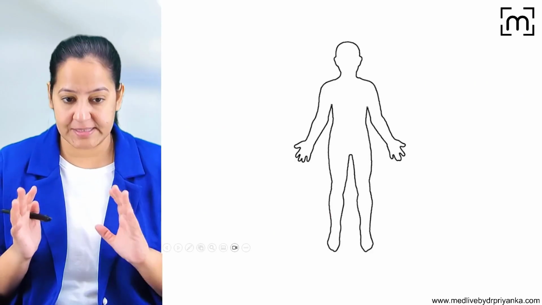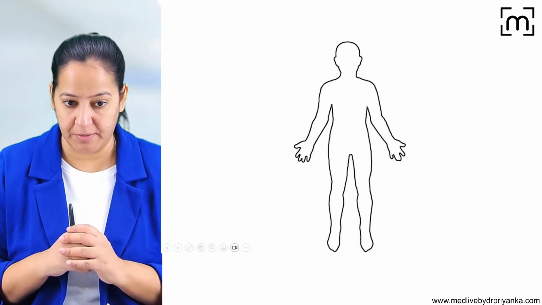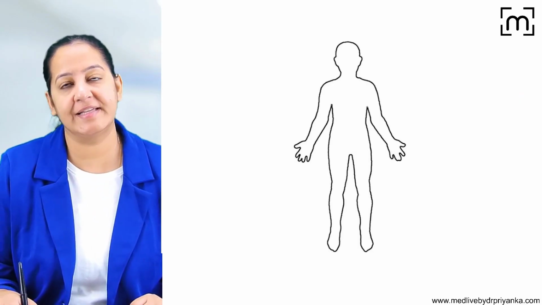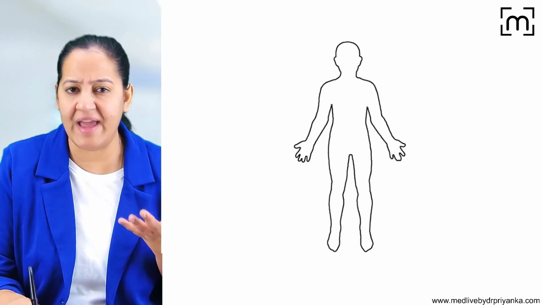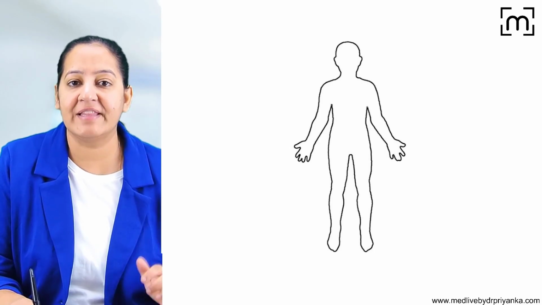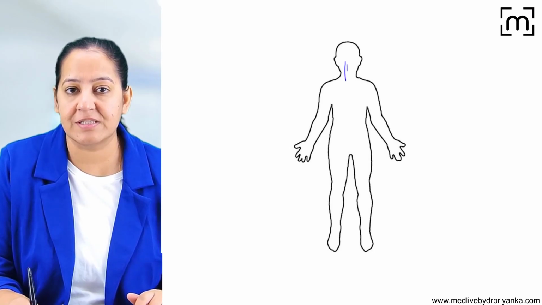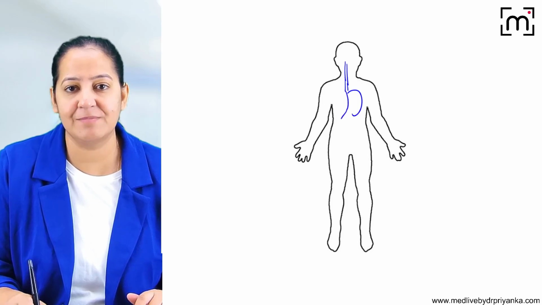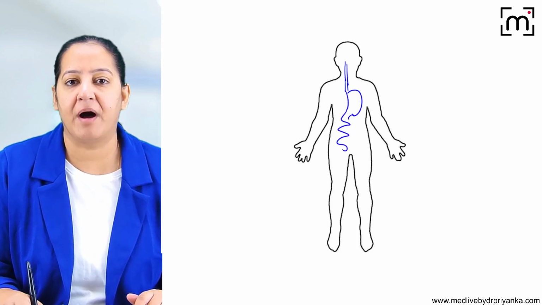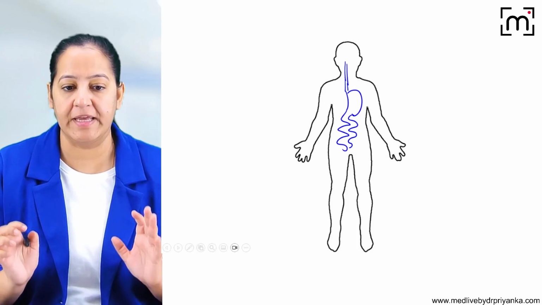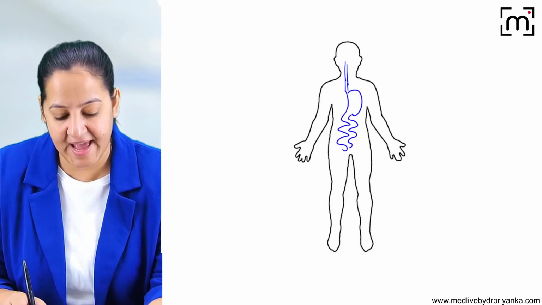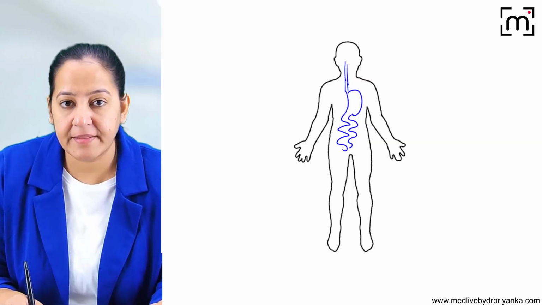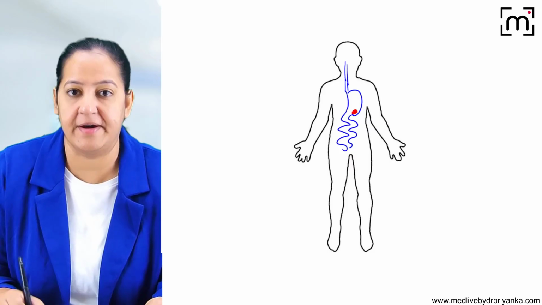Now, to understand the metastasis, you can see this is a line diagram of a human body. Now, in this human body, let's say this person is having cancer of any part. Let's say this person is having cancer of the stomach. So let me draw the stomach here. This person can have a tumor in any part of the body. So let's say this person is having cancer in the stomach, gastric carcinoma.